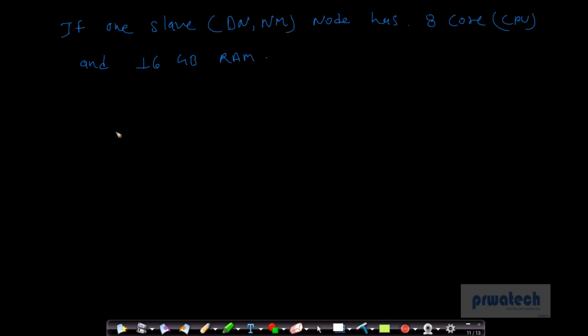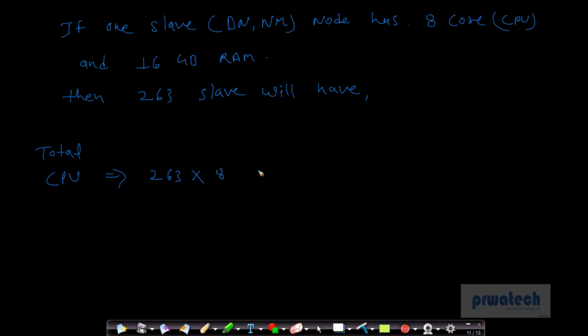So total 263 slaves will have, below figure, 263 into 8. So I'm calculating CPU first. In fact, total CPU is 263 into 8. Calculate this. 263 into 8 is 2104. So total CPU available in this cluster is 2104 CPU.